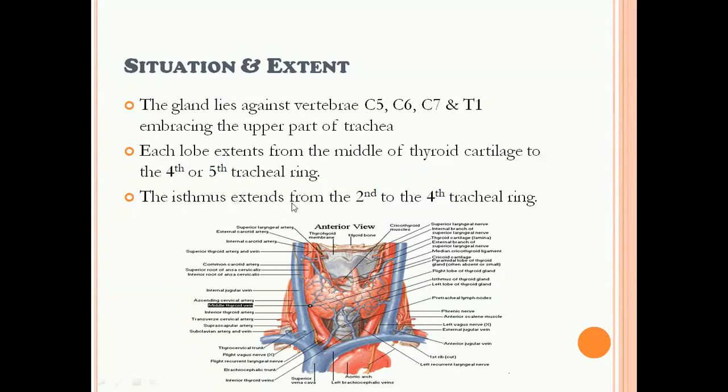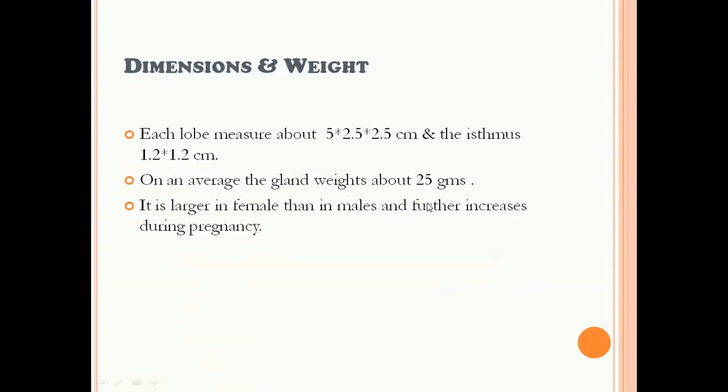The isthmus extends from the second to fourth tracheal rings, while the gland is seen within the tracheal cartilage. So it is extending from the second to fourth tracheal ring.